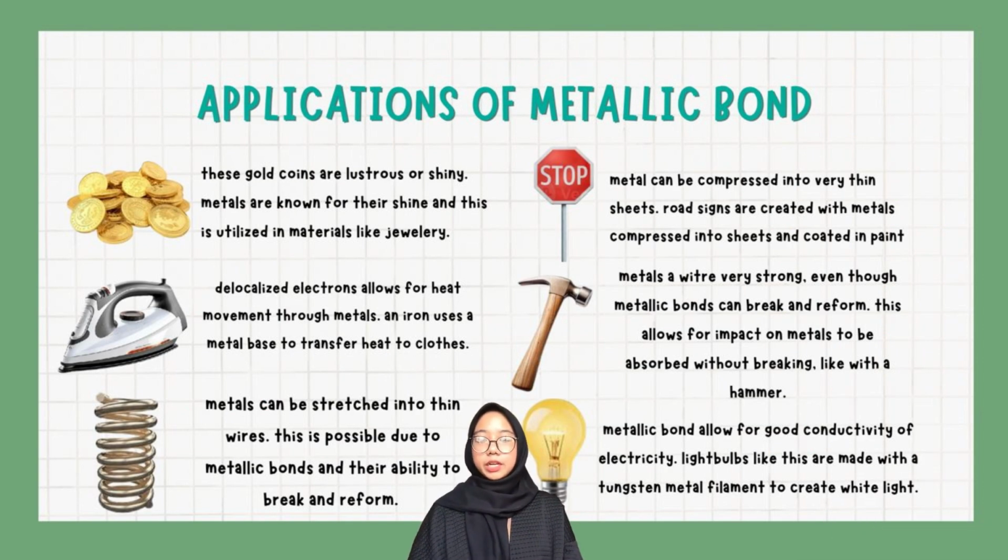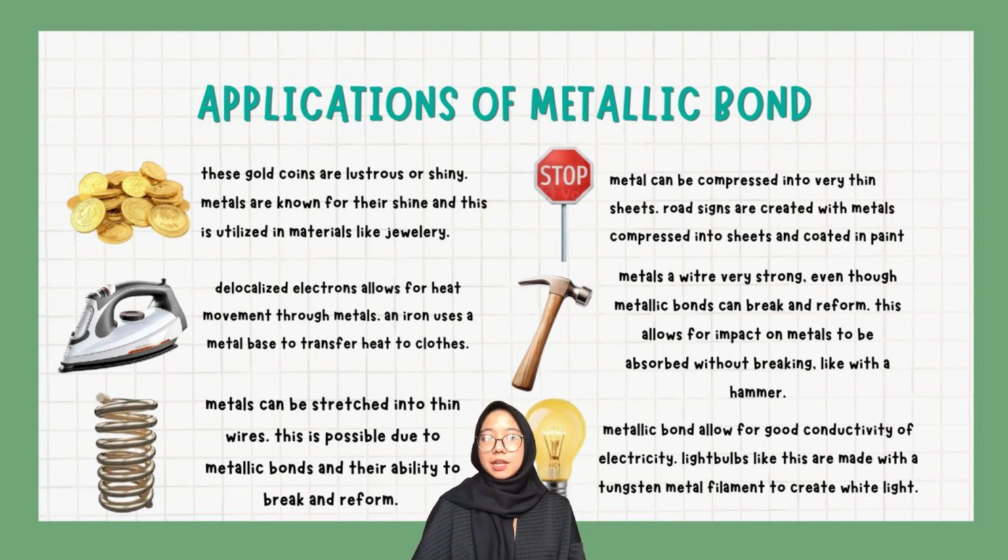So here are applications of metallic bonds in our daily life. First are gold coins. Gold coins are lustrous or shiny. Metals are known for their shine, and this is utilized in materials like jewelry. Next is iron. The localized electrons allow for heat movement through metals. An iron uses a metal base to transfer heat to clothes. Third one is spring. Metals can be stretched into thin wires. This is possible due to metallic bonds and their ability to break and reform.